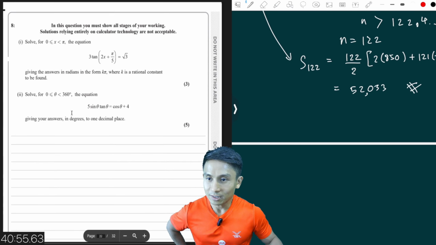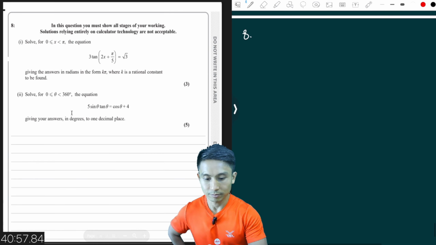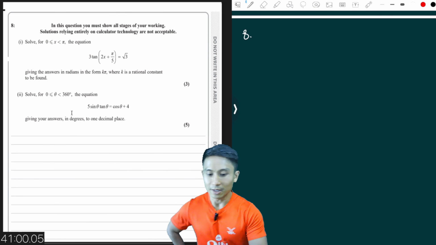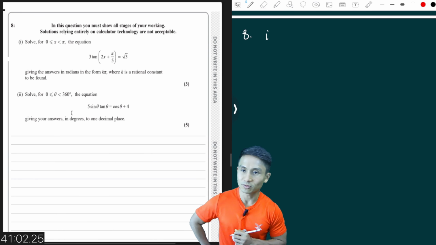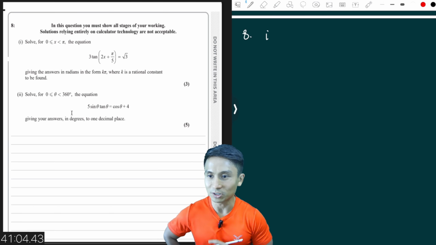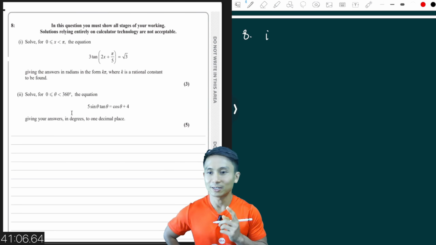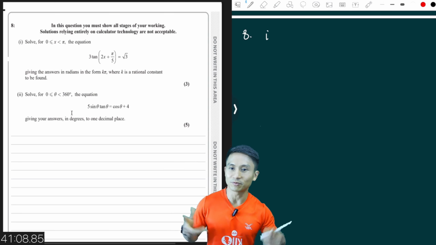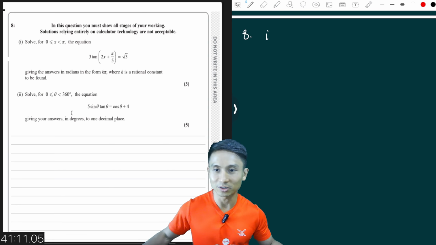And number 8. Okay, part I. Solve for 0 less than x less than pi, the equation, giving the answers in radians in the form of k pi, where k is a rational constant.